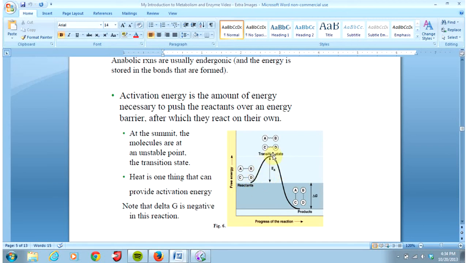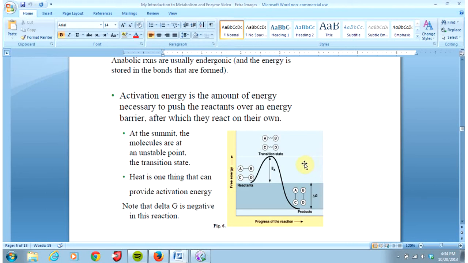At the very top of their free energy curve, the molecules are in what's called a transition state. They're very unstable. AB is about to break apart, as is CD. Something that can serve as activation energy is heat.